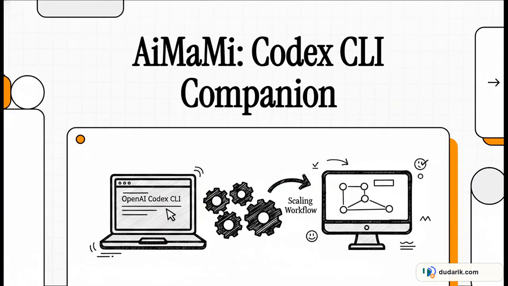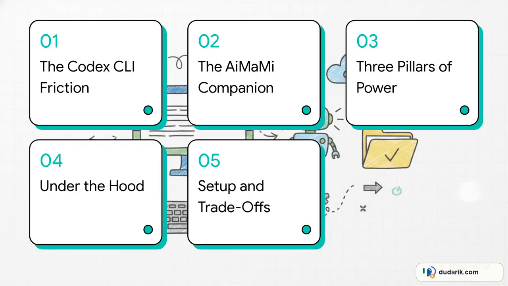It's a tool engineered specifically to be the ultimate sidecar for the official OpenAI Codex CLI. It promises to smooth out all those rough edges, and the best part, it does it without replacing the terminal environment you already know and love. Okay, let's dive into this.